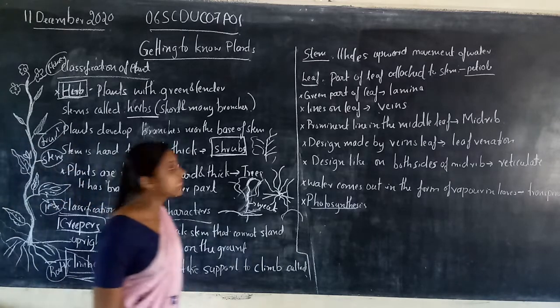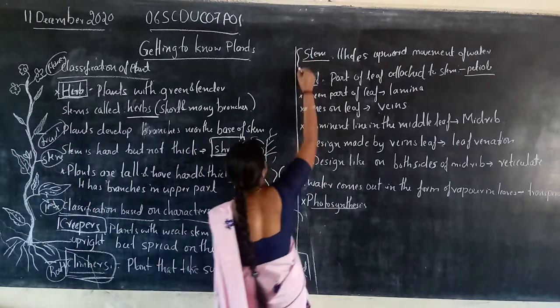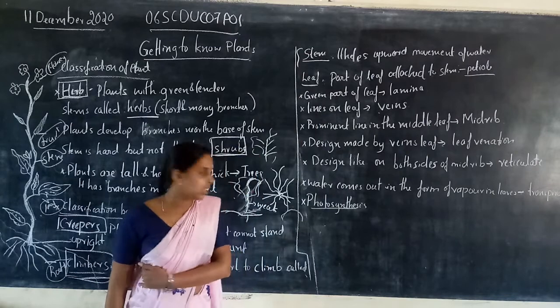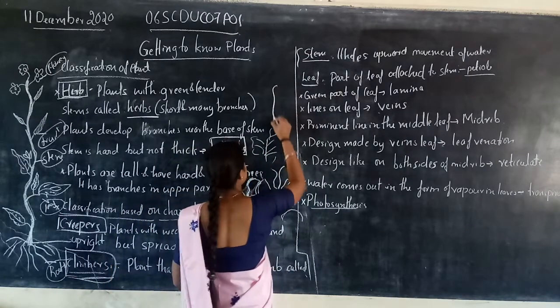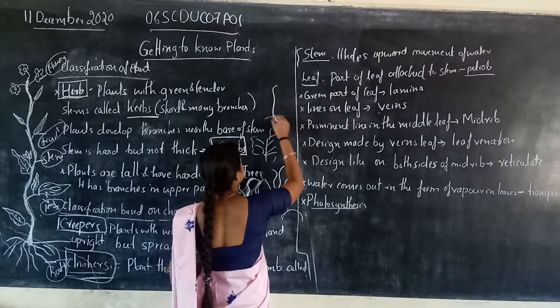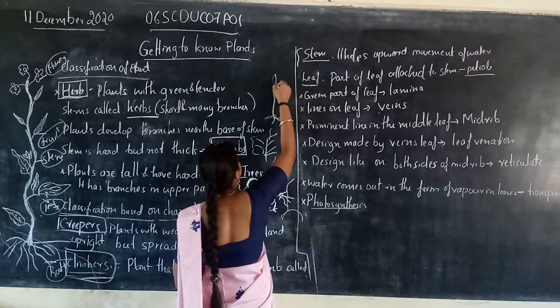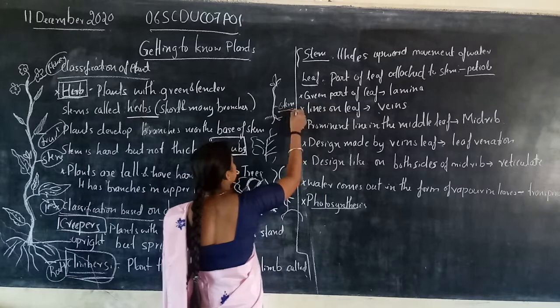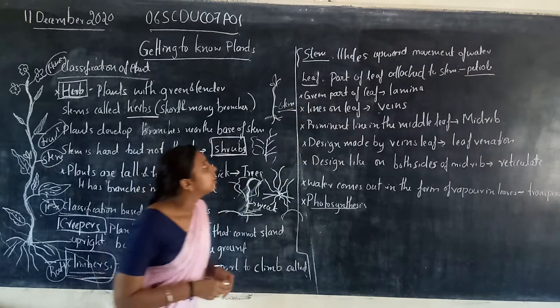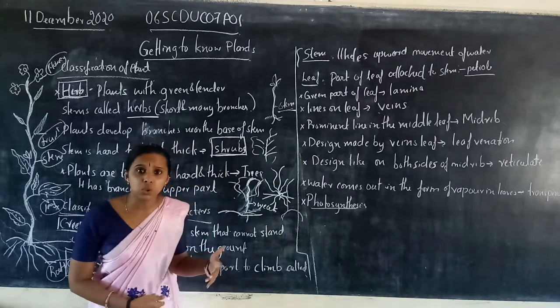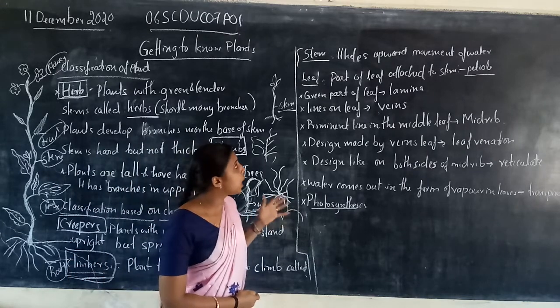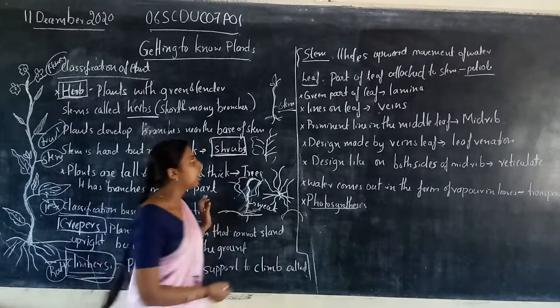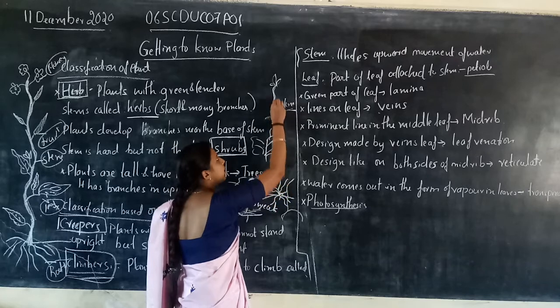Next, we study about the stem. Have you seen the stem? Yes, the long structure which has branches. This is called the stem. The stem helps the upward movement of water. It always helps the upward movement of water.